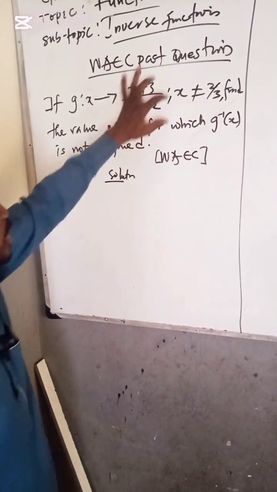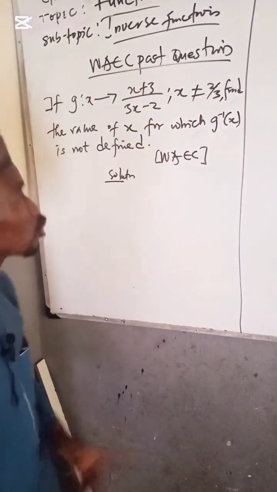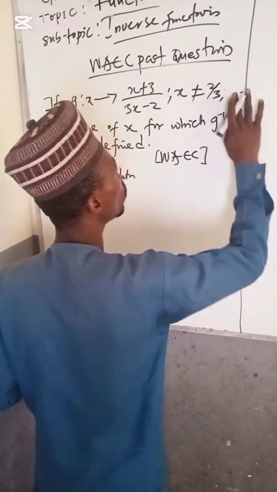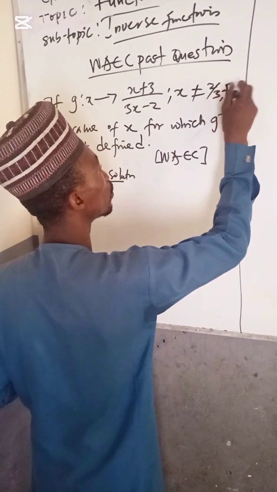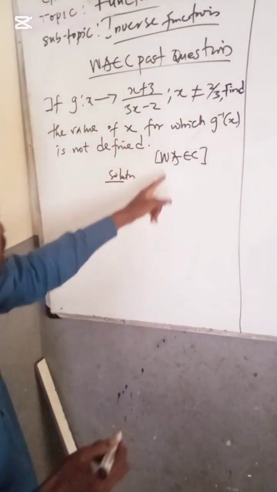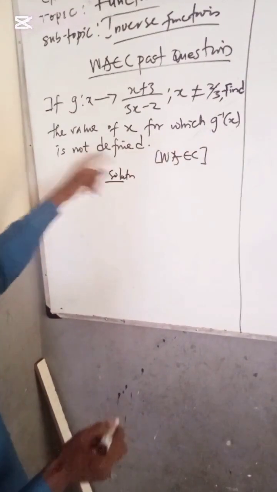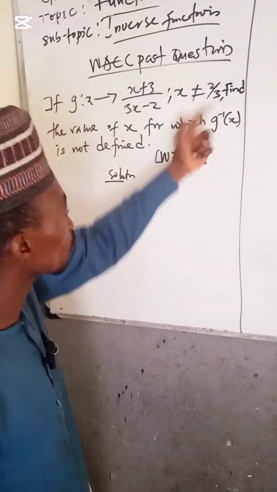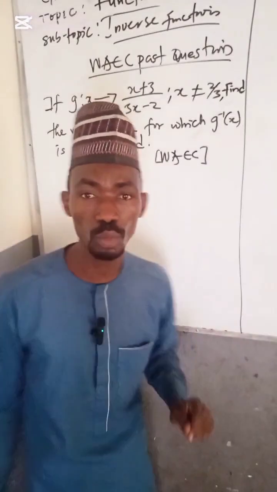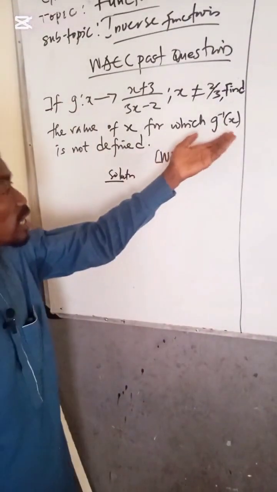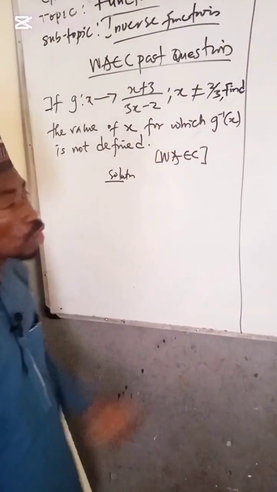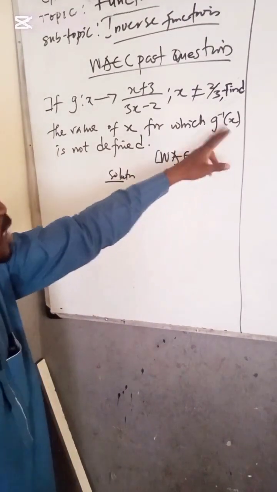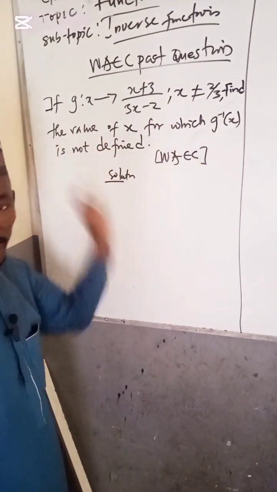Definitely, if x equals 2 over 3, this whole will become undefined. So we are being told, find the value of x for which g inverse of x is not defined. We are asked to find the value of x where g inverse of x will not be defined. It is very simple. What do we do? First of all, find the inverse of g. When we find the inverse of g, we can easily spot what value of x will make g inverse of x not defined.